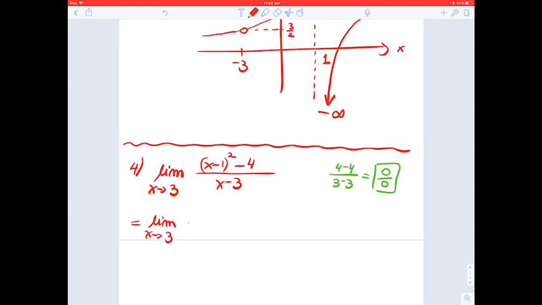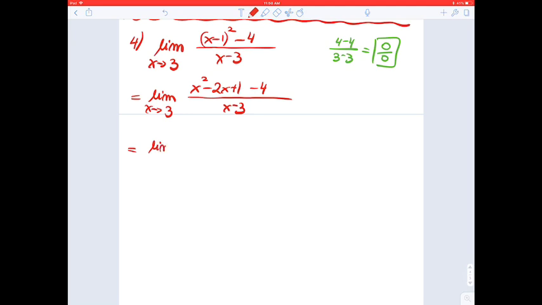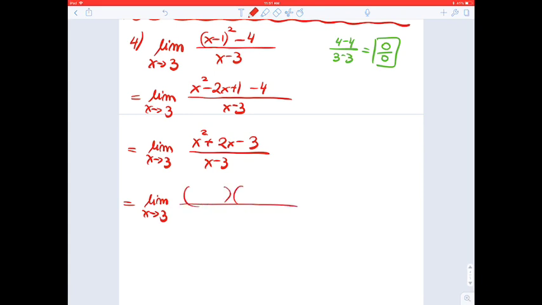Limit as x goes to 3. First of all, I will expand this. (x minus 1) squared is x squared minus 2x plus 1 minus 4. Okay. Limit as x goes to 3 of x squared minus 2x minus 3, because plus 1 and minus 4 is negative 3, over x minus 3. I think I have to factor out the quadratic expression, and x minus 3 is in the simplest form. Again, 3 and 1.